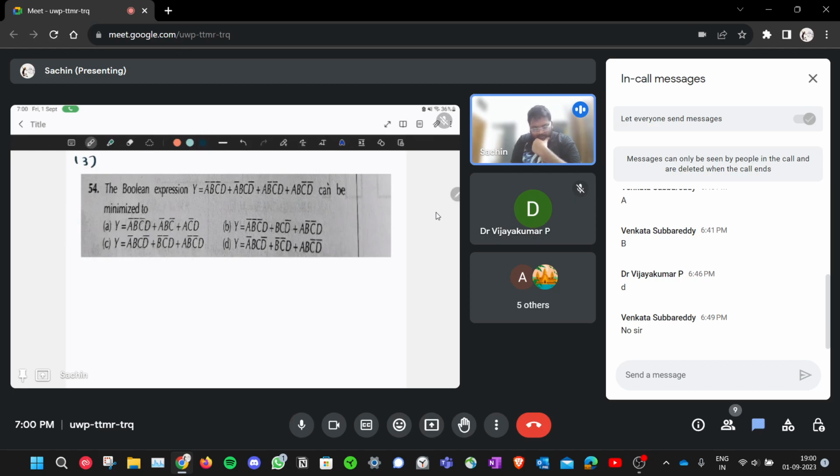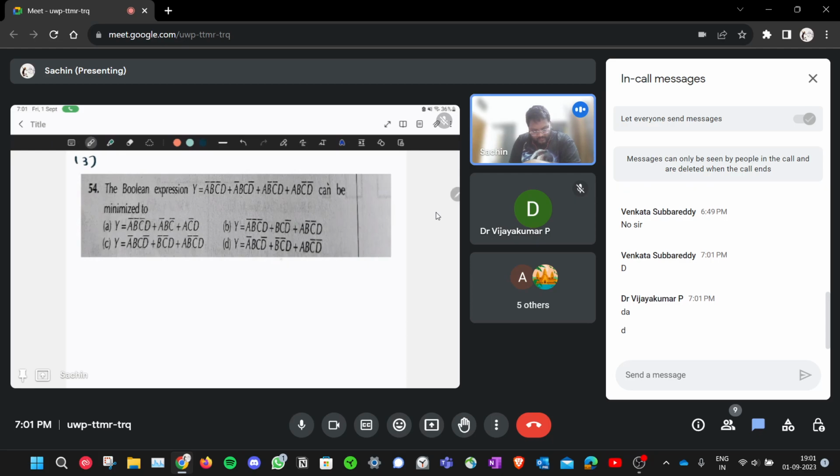You'll just simply have to try out all the options and see if one of them matches. But since I know the answer, I'll start from the answer. So observe option D. You have A, B, C bar, D bar. That's the last term, it's already there directly. You have A bar, B, C, D bar. So the second term is also there. The middle term in option D is B bar, C bar, D.